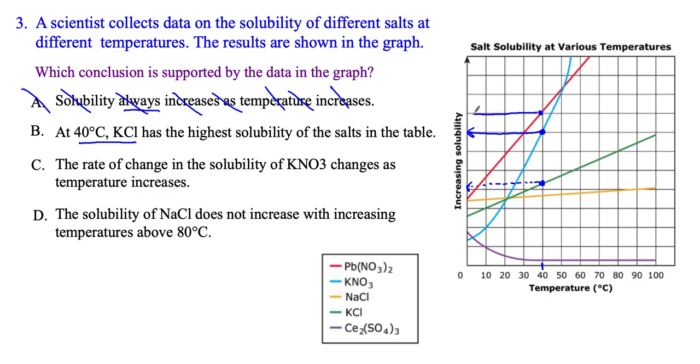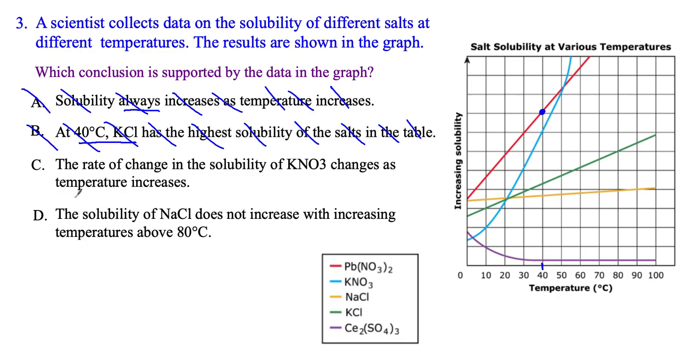So at 40 degrees, the highest solubility is here. The highest solubility at 40 degrees is the red graph, which is this one, Pb(NO3)2. It's definitely not the KCl because that's right here. Let's get rid of B. What do you think about C? The rate of change in solubility of KNO3, which is the blue graph, changes as temperature increases. A little confusing to understand.